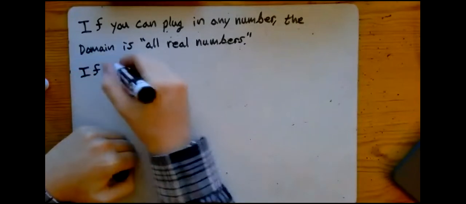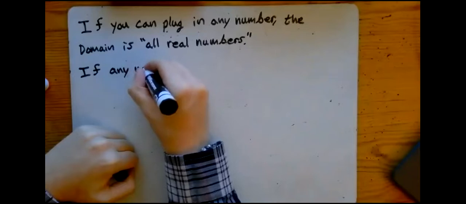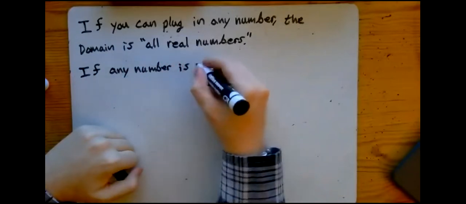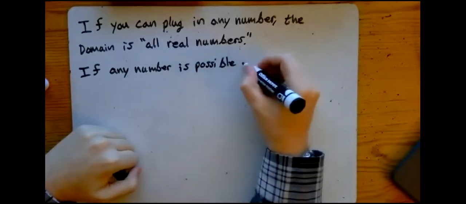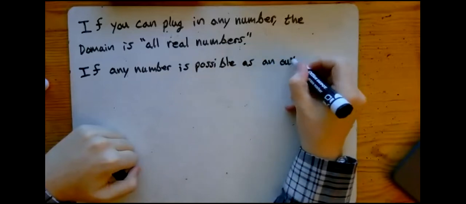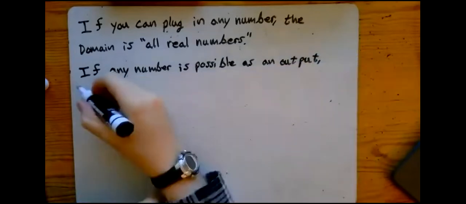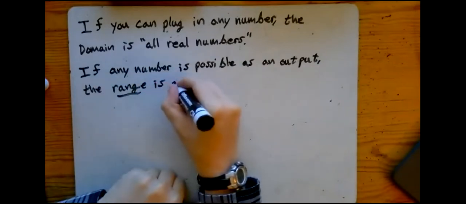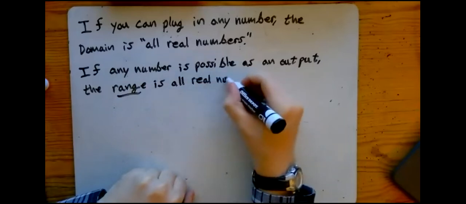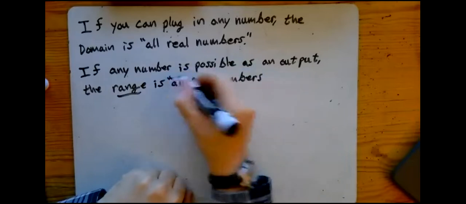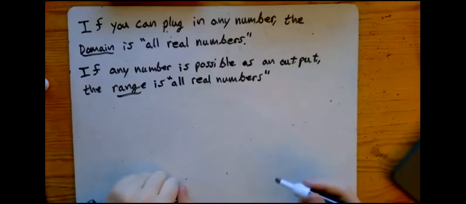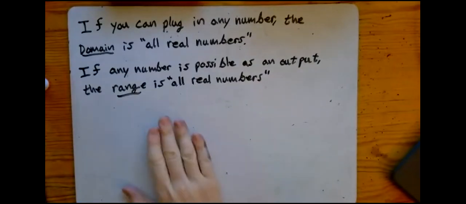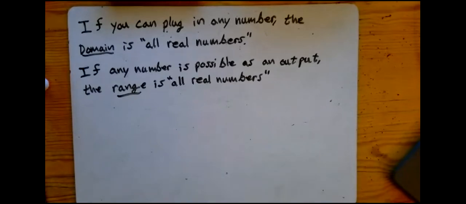And if any number is possible as an output, the range is all real numbers. Pretty straightforward. Now, let's try an example of problems with this domain and range and graph it with a program.